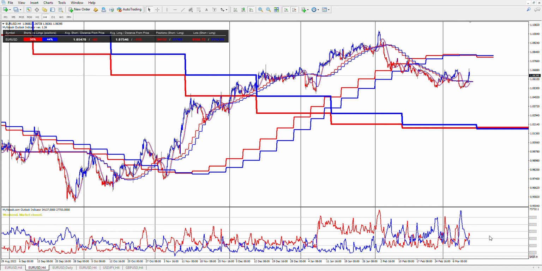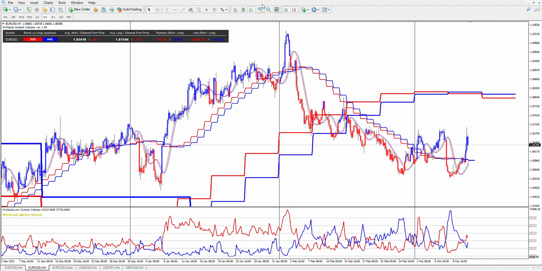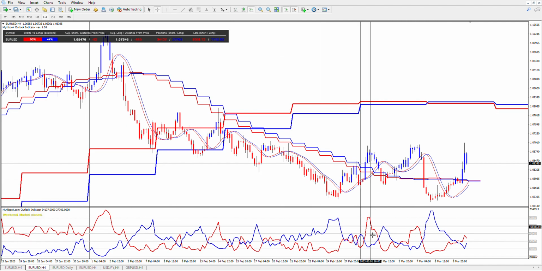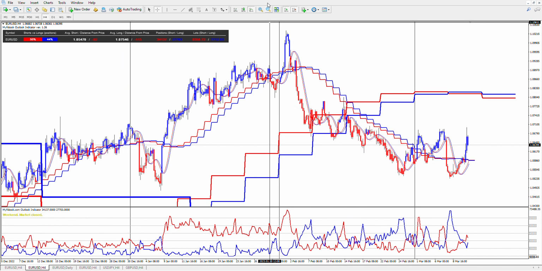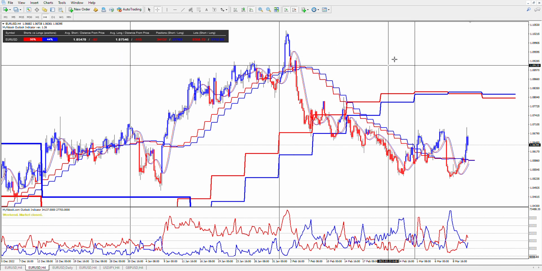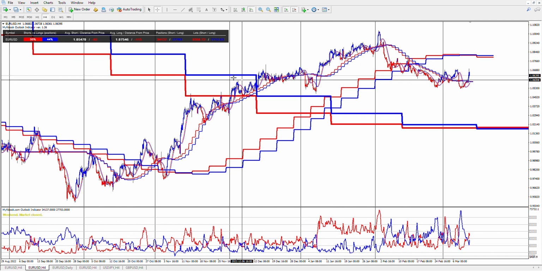Hello friends, in this video I will demonstrate how you can use the Myfxbook Outlook Indicator to your advantage when you are trading Forex. You see the Myfxbook Outlook Indicator here in the bottom. This is my Myfxbook Outlook Indicator, and I added monthly separators. Those lines are separating the months.